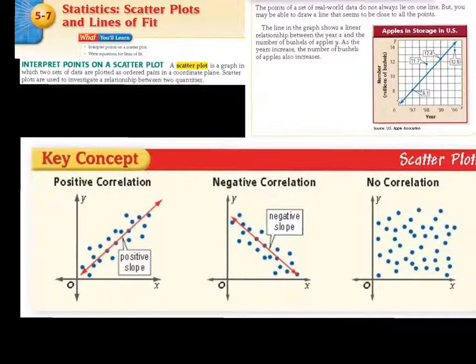In the second graph, there is a negative correlation between X and Y. That is, as X increases, Y decreases. And in the third graph, there is no correlation between X and Y. That is, X and Y are not related. Looks like snowflakes or raindrops, something like that.